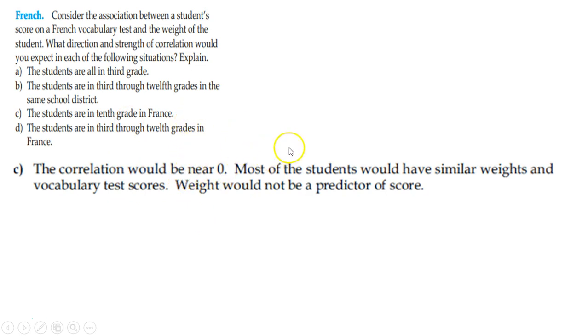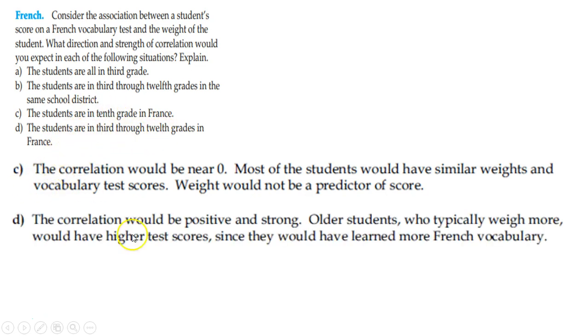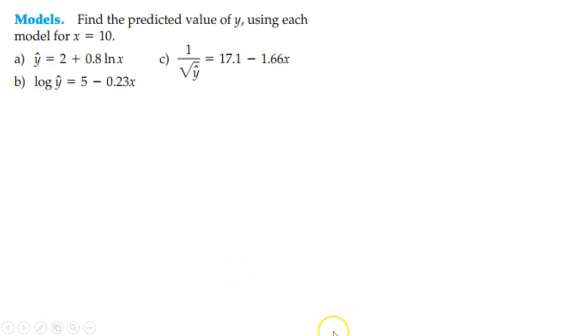So they should all be in the same area of knowledge, which means it should probably be a pretty straight line. Even though they are in France, most of the students would have similar weight and they'd have similar vocab. But the students are in 3rd grade through 12th grade in France. Again, you would expect positive and strong because the higher up they get, the more that they know. That is basically what you would be expecting.